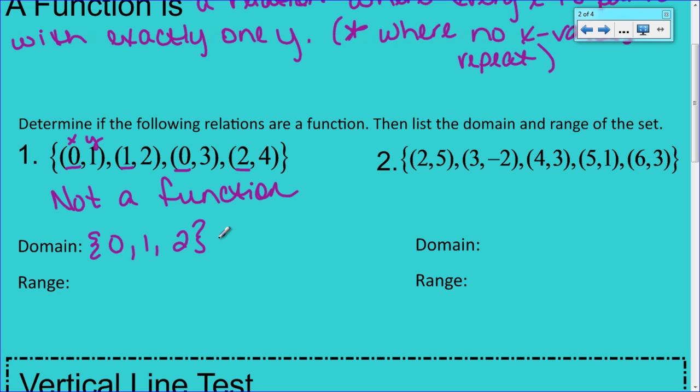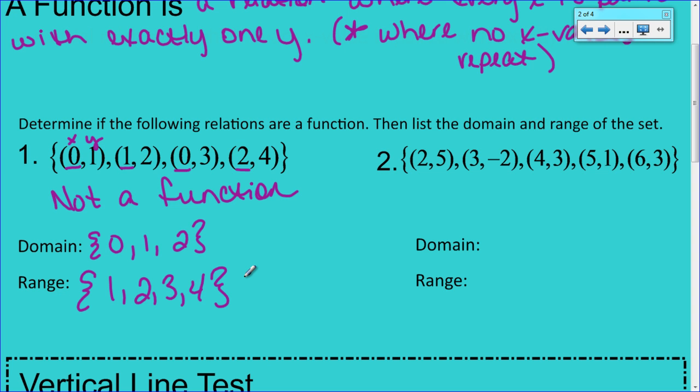So there's your domain. Now for the range, we'll list out all our y values in order from least to greatest. So it looks like they go 1, 2, 3, 4. The reason our range is longer than our domain is because there was a repeated number in our domain, and so we didn't write it down. So now number 2.